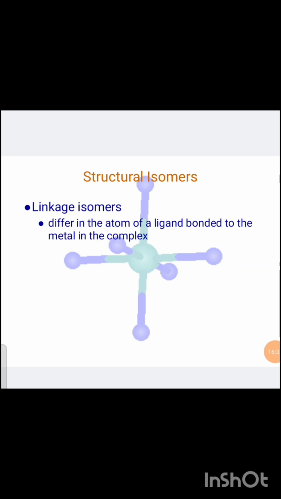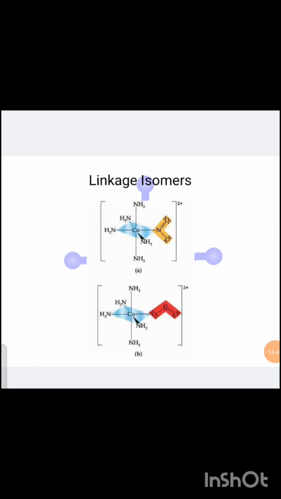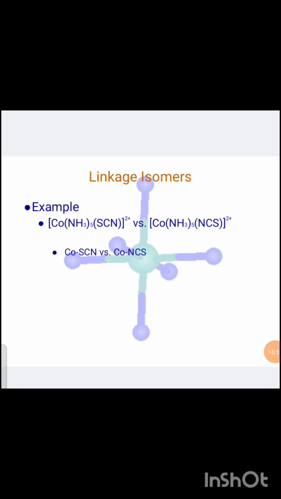Linkage isomers can easily be identified by the presence of ambidentate ligands. ONO and NO2 are both ambidentate ligands. Linkage isomerism also occurs in compounds having NO2 groups, in which there are two sites, ONO and NO2. Next, linkage isomers with NCS and SCN: both are the same molecule, but the site of donating the electron is different. So these are the linkage isomers.